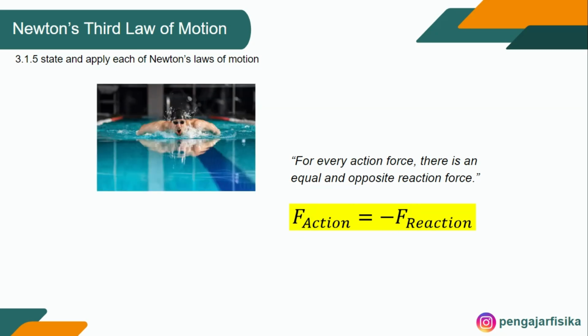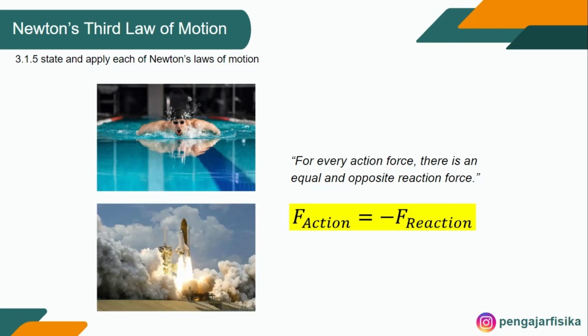In our first example, we have a swimmer pushing off the water. When the swimmer applies a force on the water, the water pushes back with an equal and opposite force, propelling the swimmer forward. Let's assume the swimmer pushed with a force of 150 Newton against the water. According to Newton's third law, the water pushed back with exactly the same force of 150 Newton in the opposite direction. This reaction force is what allows the swimmer to accelerate and move through the water. It also applies in the same way in the space shuttle.